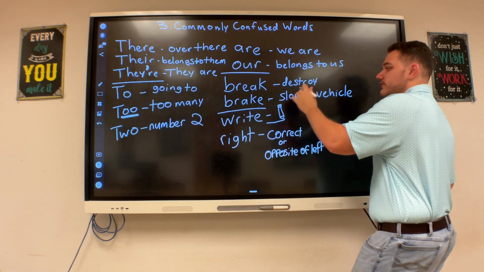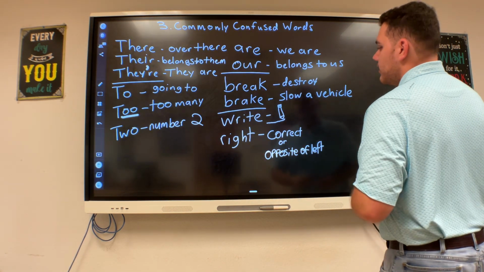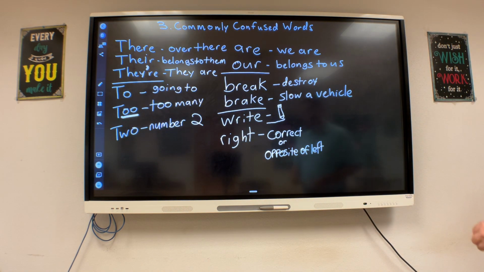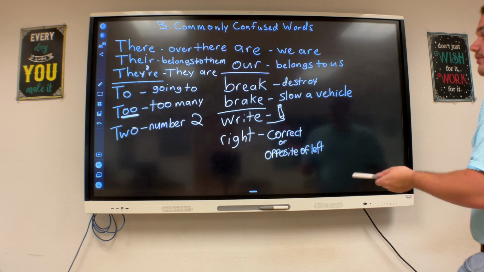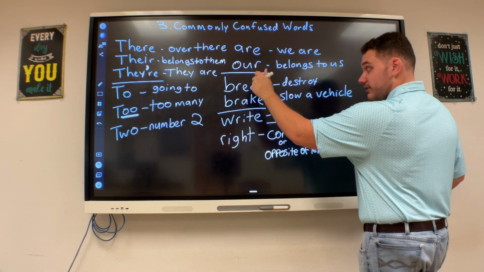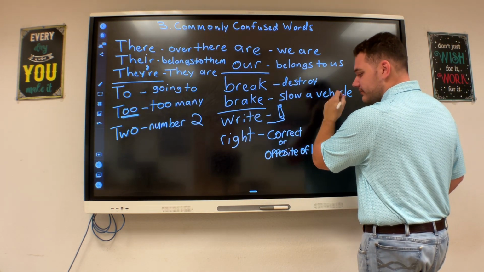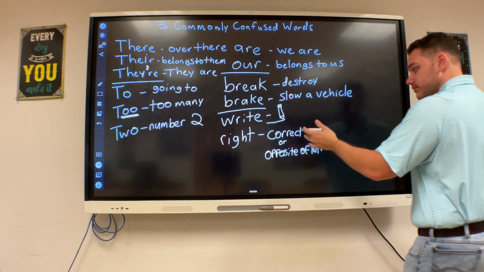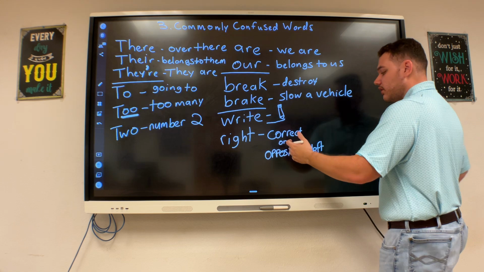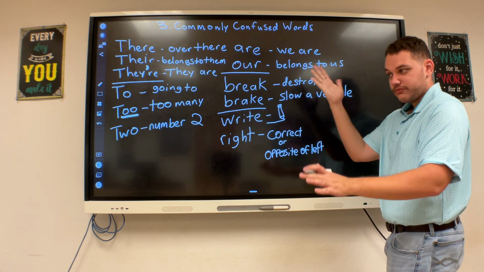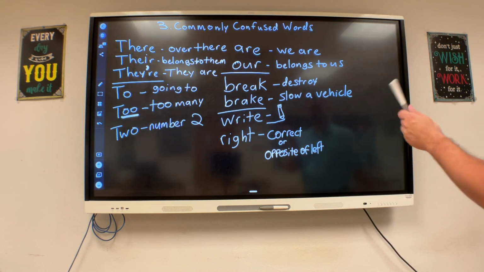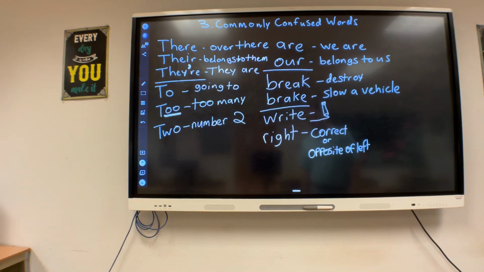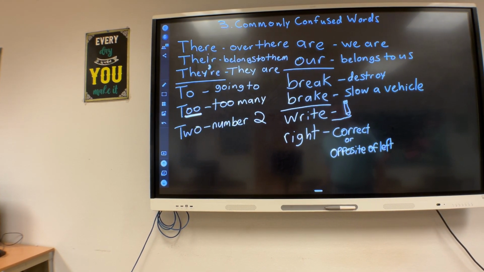BREAK is like to destroy, to drop something. But then BRAKE is like to slow a vehicle. WRITE is what I've been doing. You're writing something out. But RIGHT would be correct. It's the right answer. Or it's not left, it's right. So WRITE is like writing something out. RIGHT is correct or right-handed.